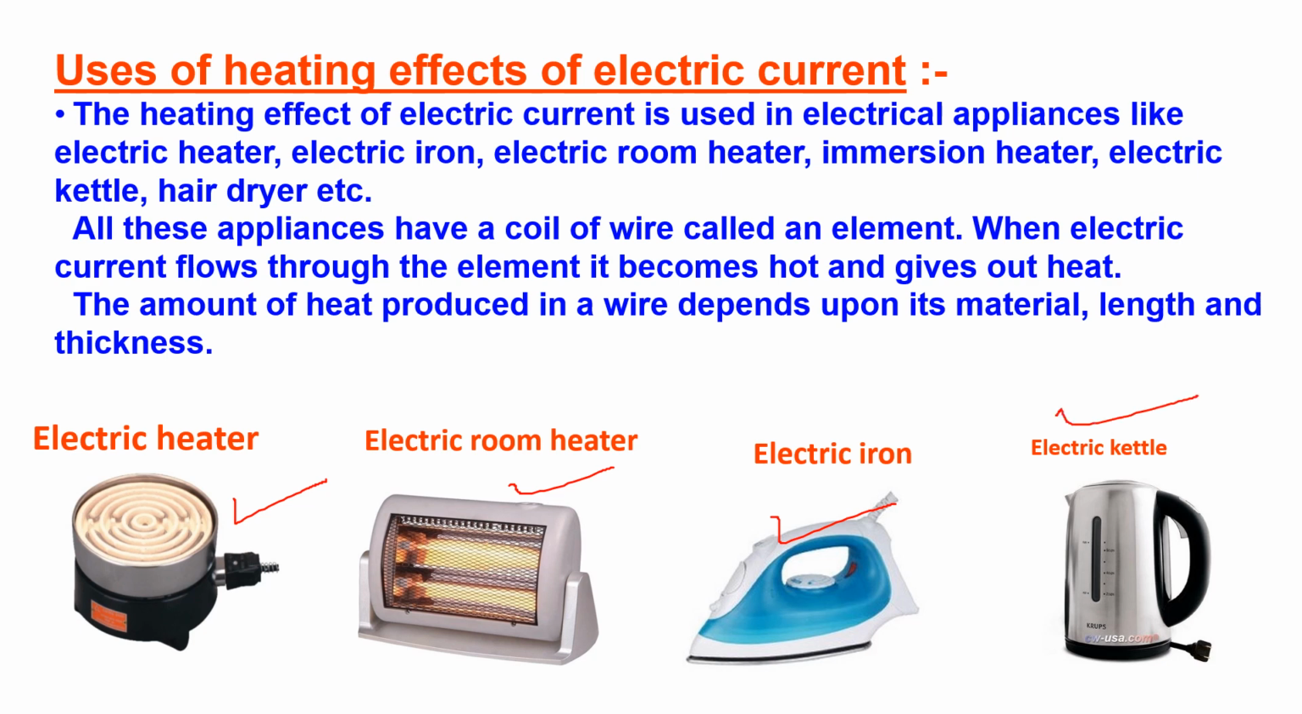All these appliances have a coil of wire called an element. When electric current flows through the element, it becomes hot and gives out heat. The amount of heat produced in a wire depends upon its material, length and thickness. These things you see in your book, and you will also learn further about them in class 10.